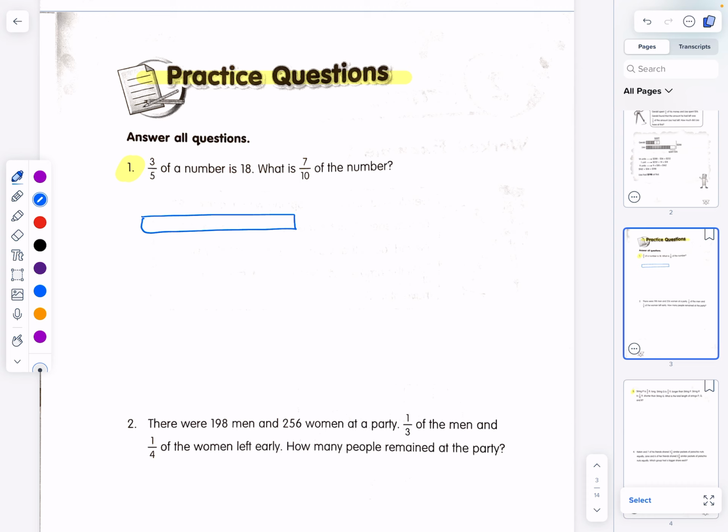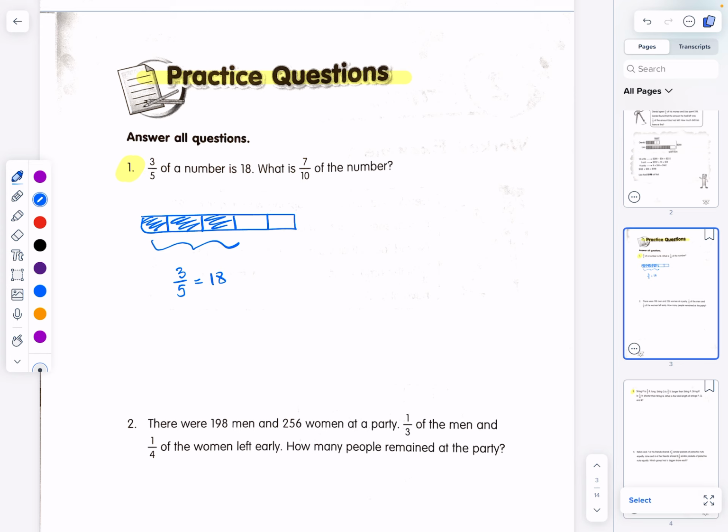3/5 of a number. So out of 5 equal parts, let's divide this number into fifths. So now we have 5 equal parts, 1/5 in each. 3 of those fifths, this is 3/5, and that is equal to 18. The question is, what is 7/10 of that number? Well, my friends, let's start.